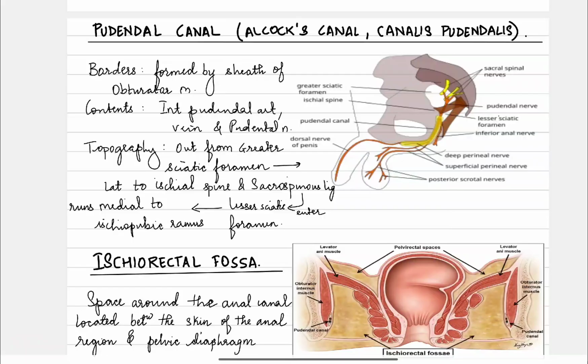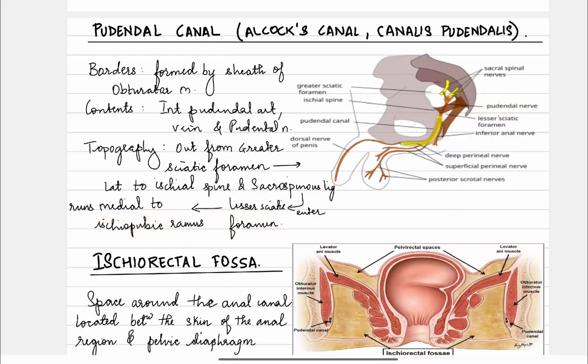Now, what are the borders? It is formed by the sheath of obturator internus muscle. It contains internal pudendal artery, vein and pudendal nerve. Topography is out from greater sciatic foramen, lateral to ischial spine and ischiospinous ligament, and enters into lesser sciatic foramen and runs medial to ischiopubic ramus.